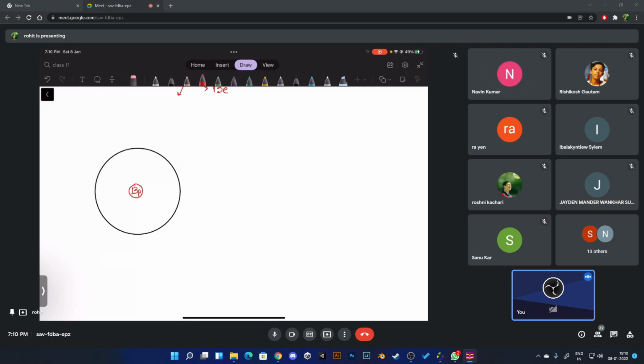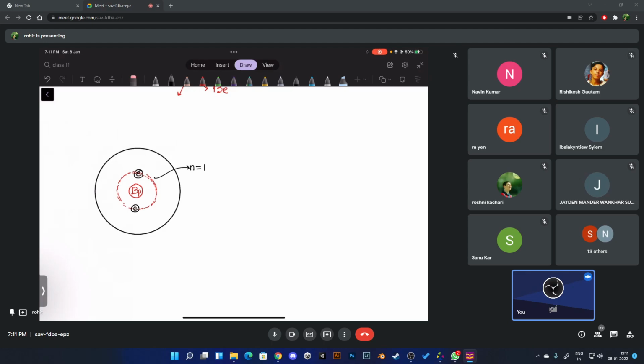Now look at this. I'm going to draw one orbit here. What is this orbit called, guys? This is n equals how much? 1. How many electrons can sit here? 2. 2 electrons. Very good.